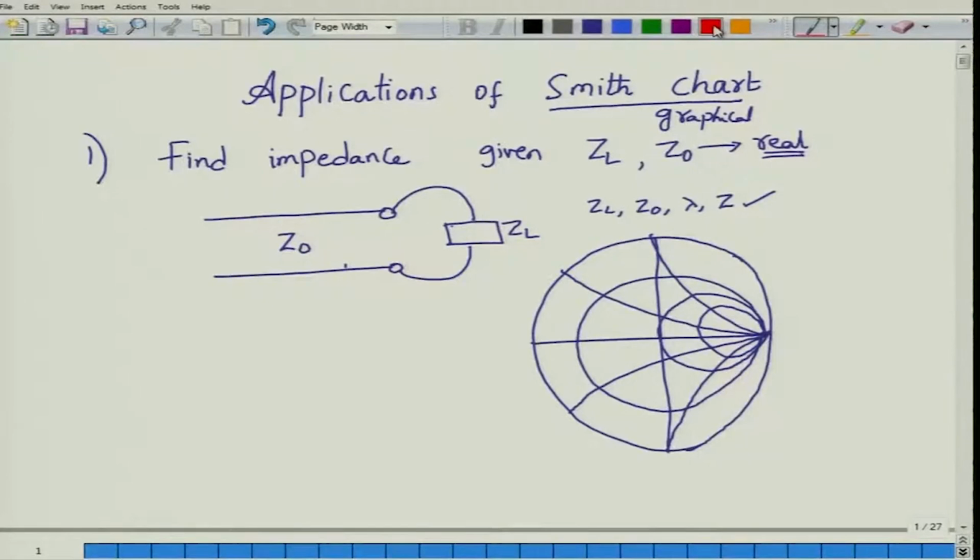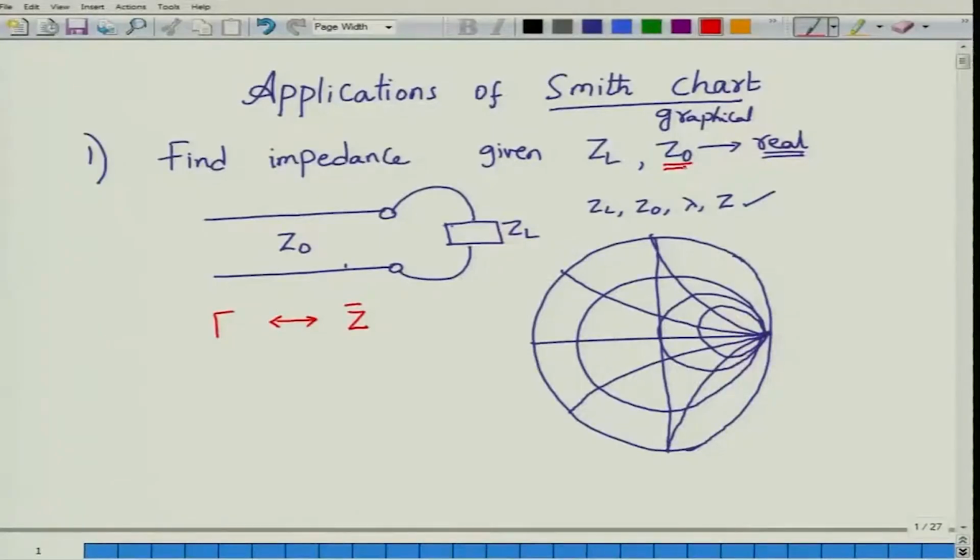Please remember what a Smith chart is. The Smith chart, at any point, is just a correspondence between the reflection coefficient gamma and the normalized impedance Z bar. I have already talked to you about the constant R circles and constant X arcs. Any point on the Smith chart will simultaneously represent gamma, the reflection coefficient, as well as the normalized impedance.